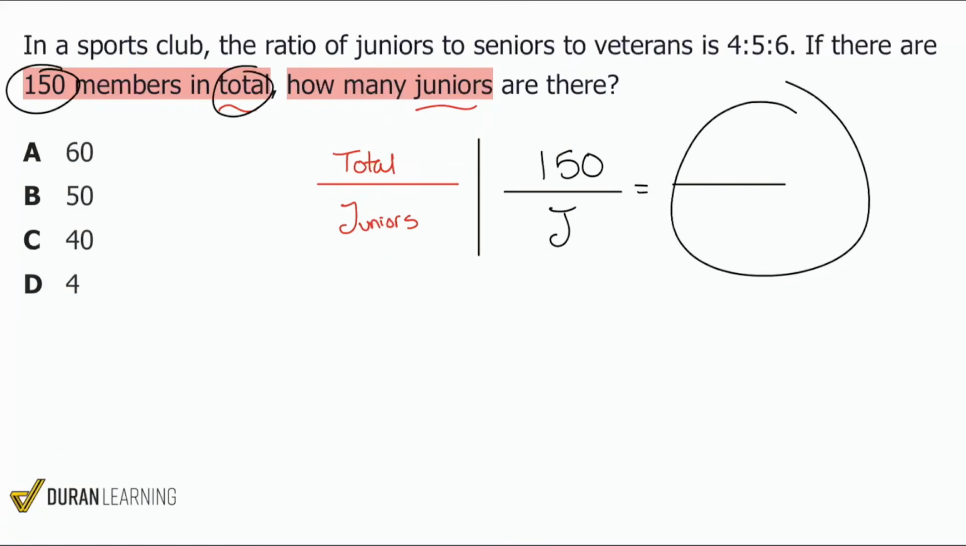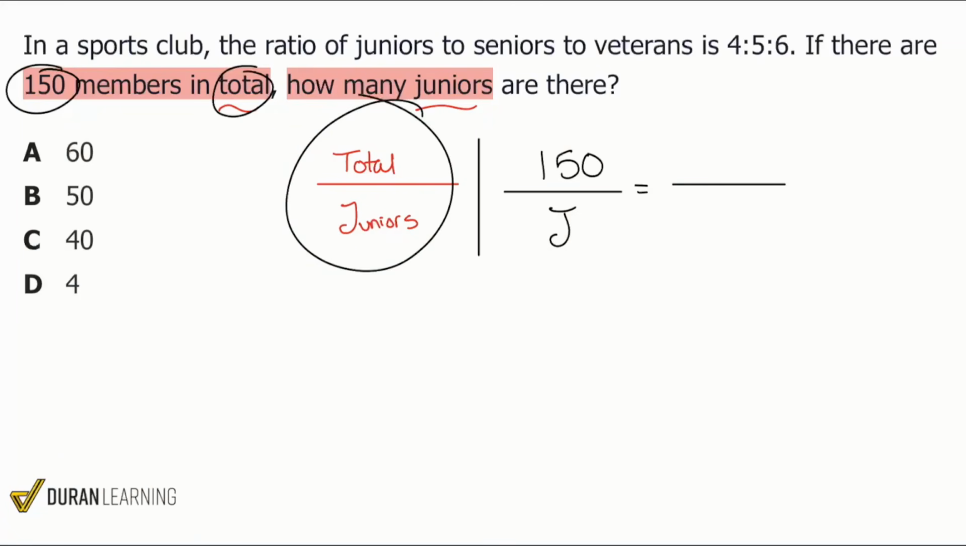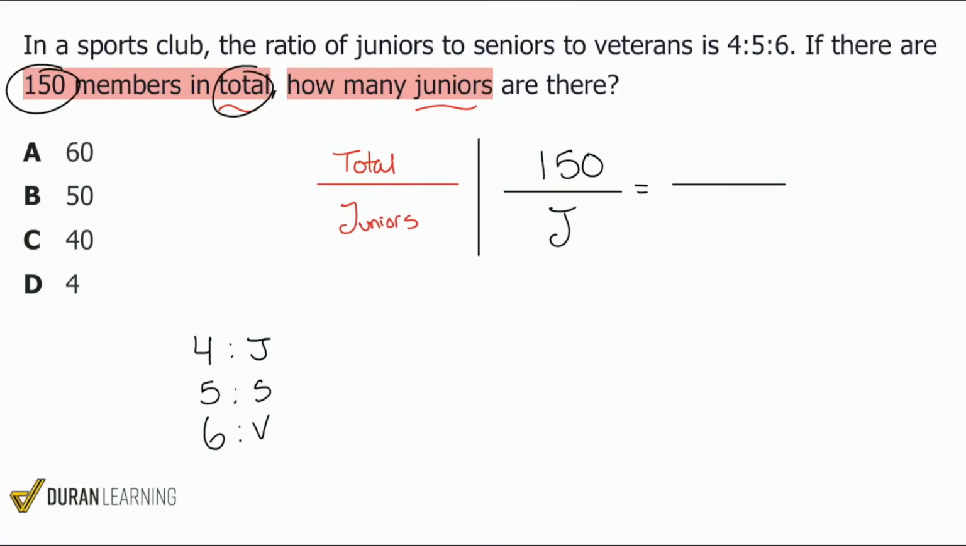Next, on the right side, we again need to compare the same things in the same way. Total on top, juniors on bottom. And when we take a look at the ratio we're given right here, we notice that we are given the ratio 4, 5, and 6, which is going to be juniors, seniors, and veterans. Juniors, seniors, veterans, 4, 5, 6. So which of these numbers are we going to use? Well, we're going to use the 4 because the 4 matches up with juniors.